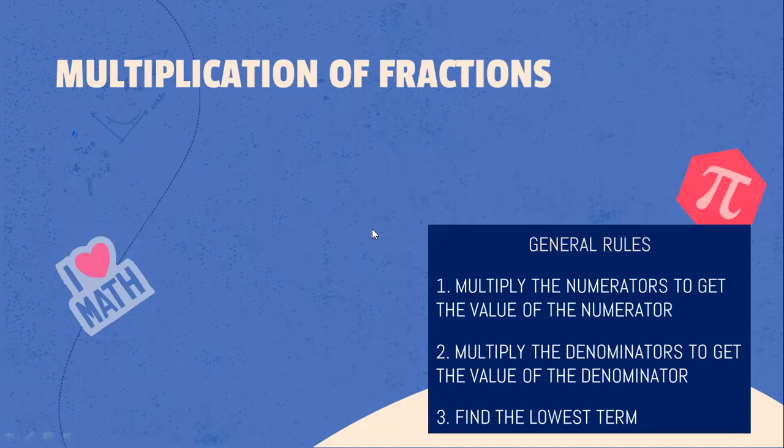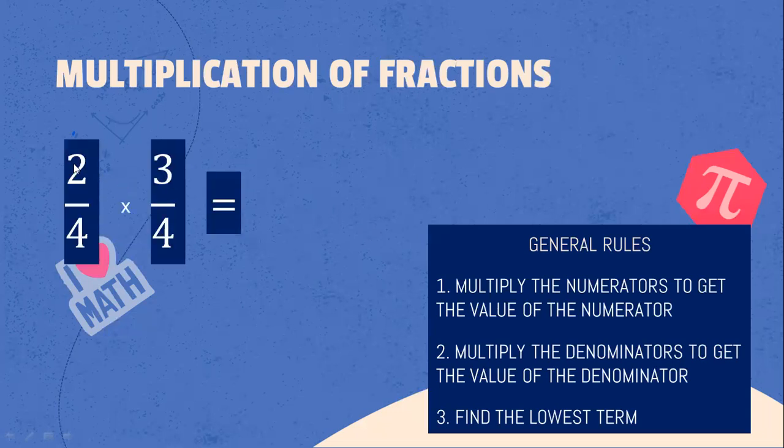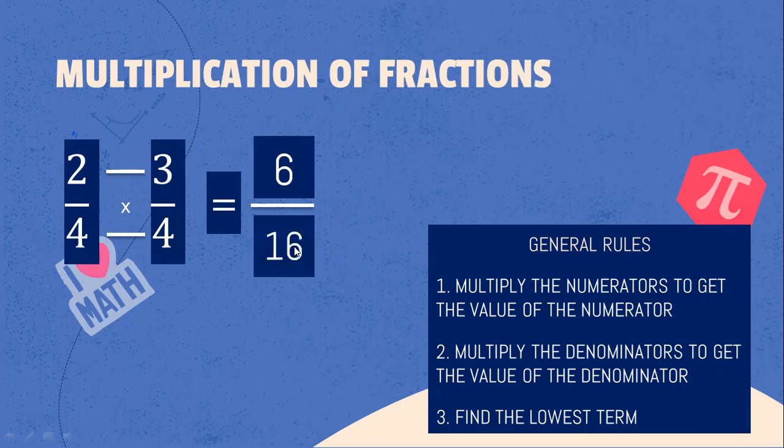Another example. 2 over 4 multiplied by 3 over 4. What's the first step? Multiply the numerators. 2 multiplied by 3, that is 6. Very good. The next one, multiply both denominators. 4 multiplied by 4, that is 16.